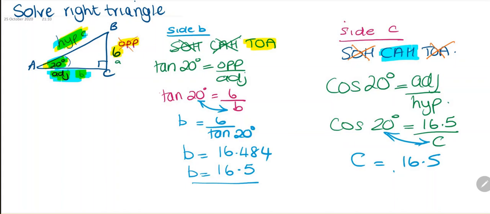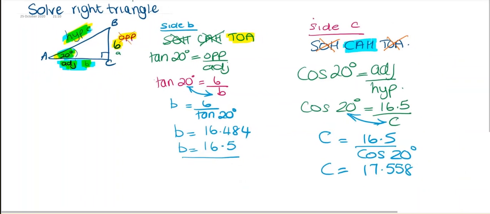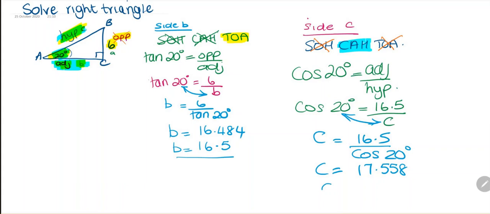And if I put that into my calculator, 16.5 divided by cos 20, which will round to 17.6. So let's have a look at another question.